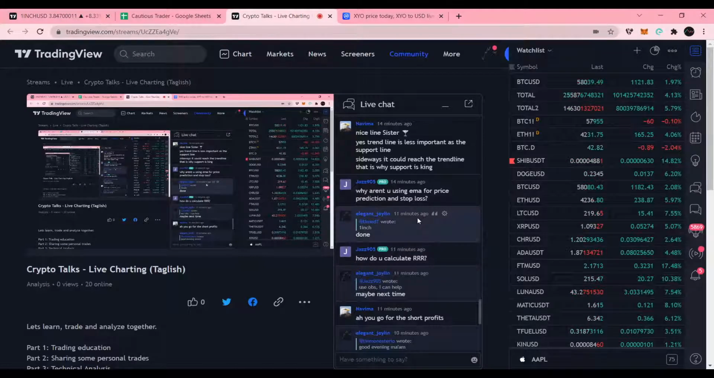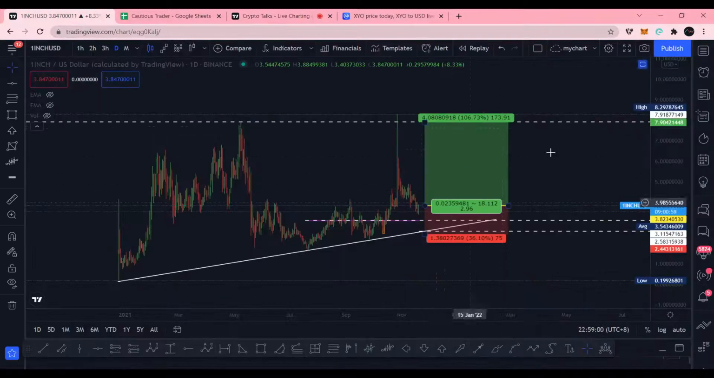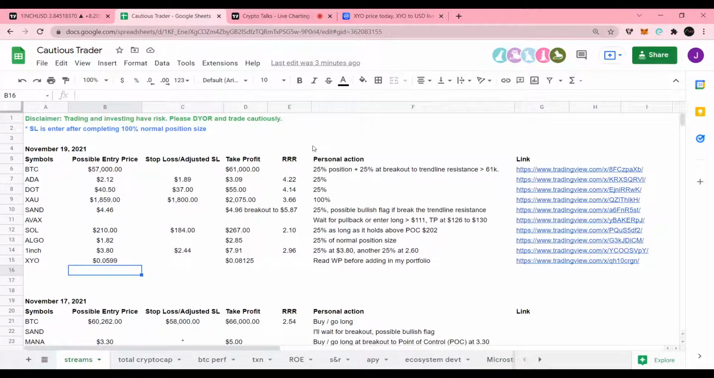How do you calculate risk reward ratio? Well, you can actually use this one here, the risk reward ratio in TradingView. But on a spreadsheet, risk reward ratio is computed as, you can actually compute it here. Like for example, this one. So for this one, maybe I'll go back here.